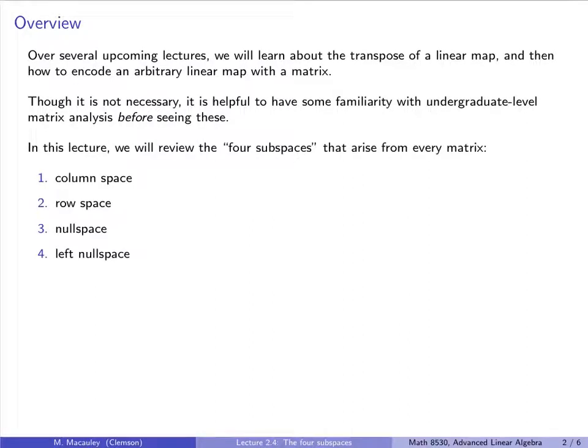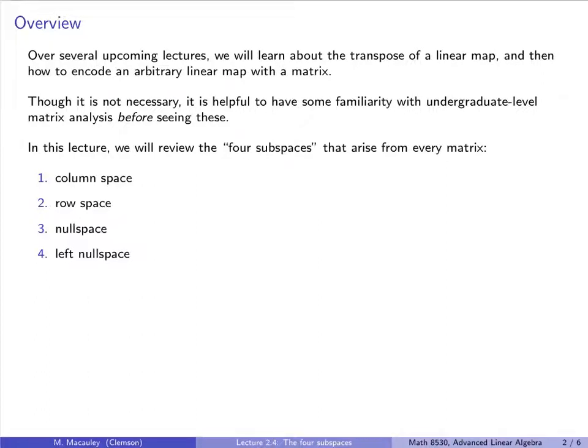In this lecture, we will review the four subspaces that arise from every matrix: the column space, the row space, the null space, and the left null space. Even though we have not seen matrices so far in this series of lectures, it is assumed that you have taken an undergraduate linear algebra course, or at least are familiar with those topics. Now, not every undergraduate linear algebra course is going to present these four subspaces in the way that I will. This is motivated by Gil Strang's excellent book on linear algebra.